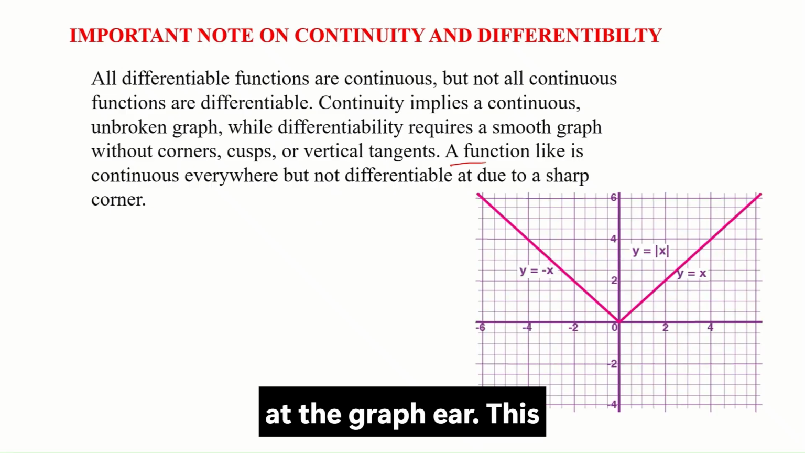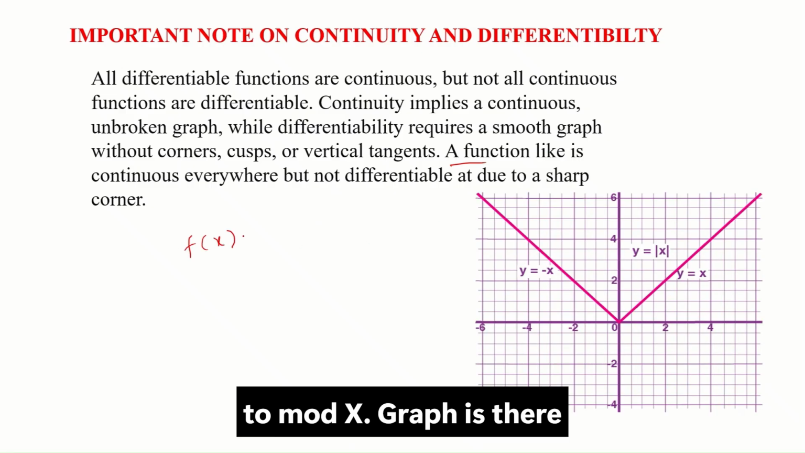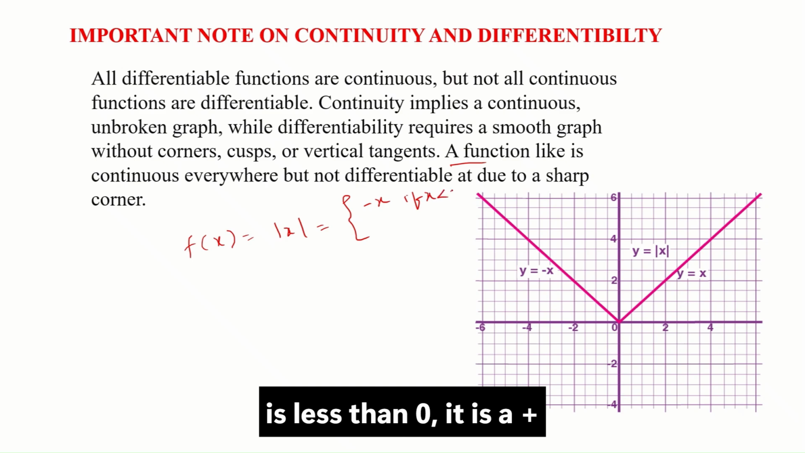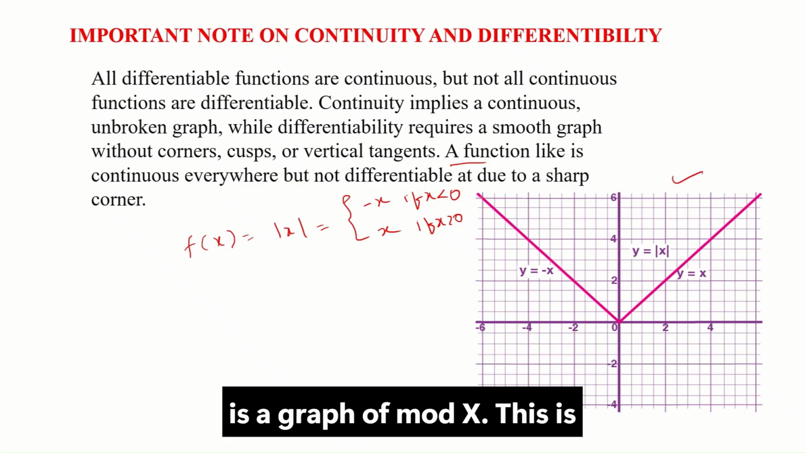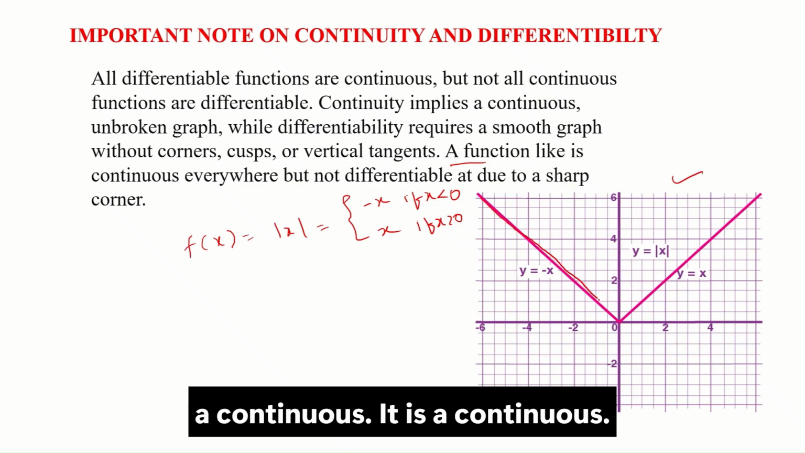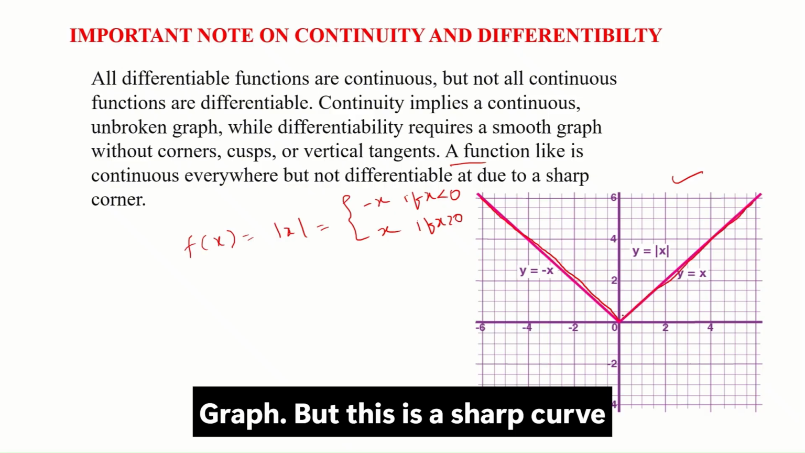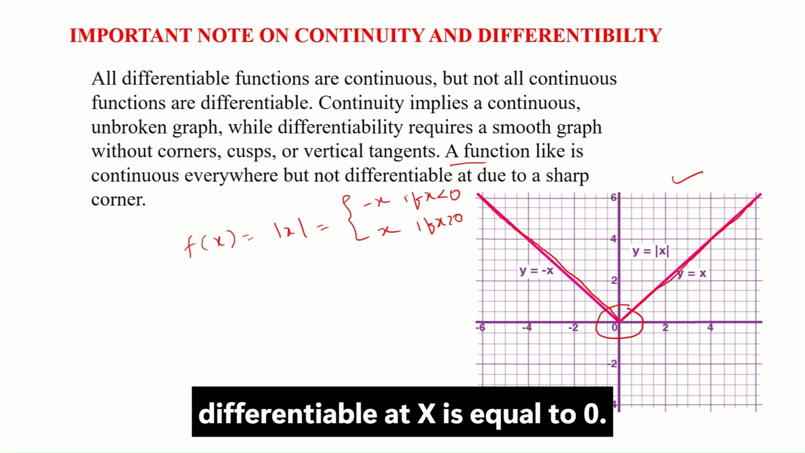For example, look at the graph here. This is the graph of f of x equals mod x. The output is minus x if x is less than 0, and plus x if x is greater than 0. This is a continuous graph, but there is a sharp corner. It is not differentiable at x equals 0.